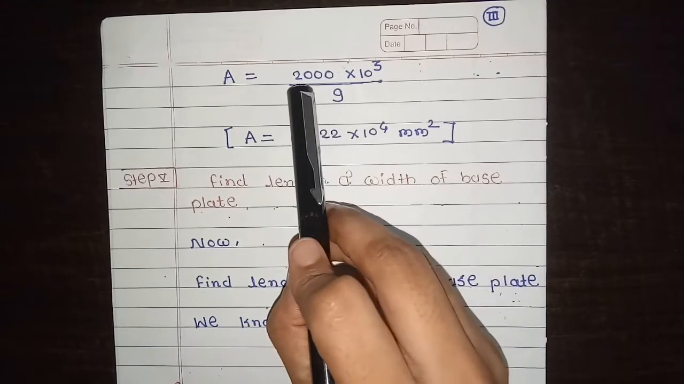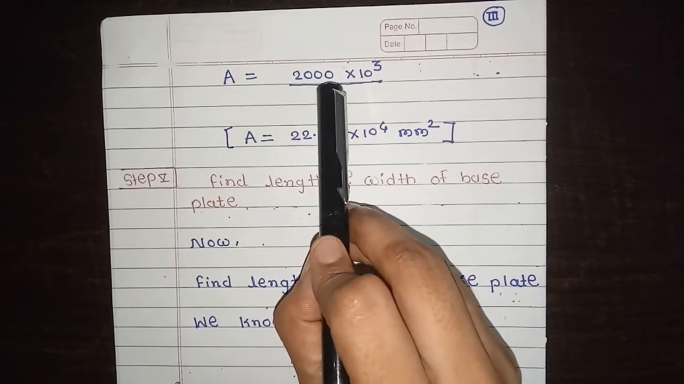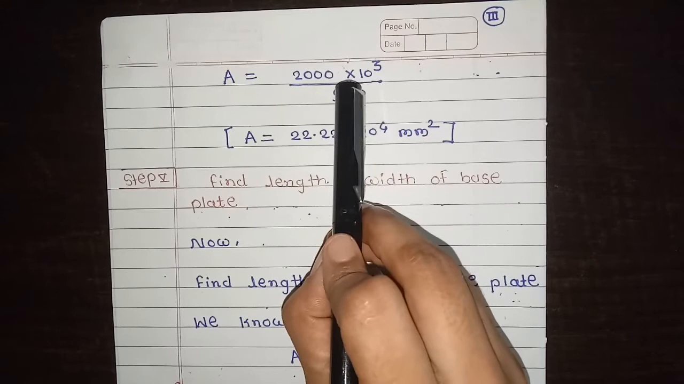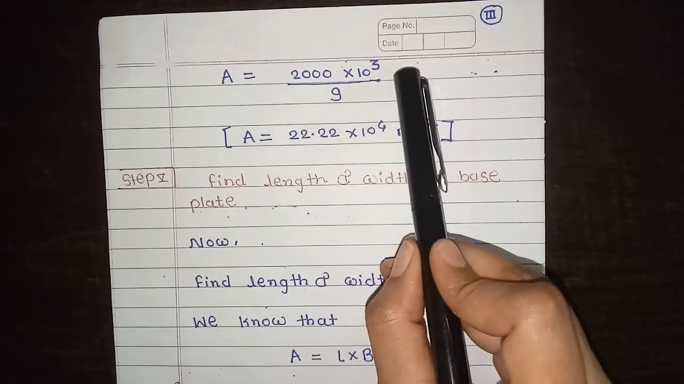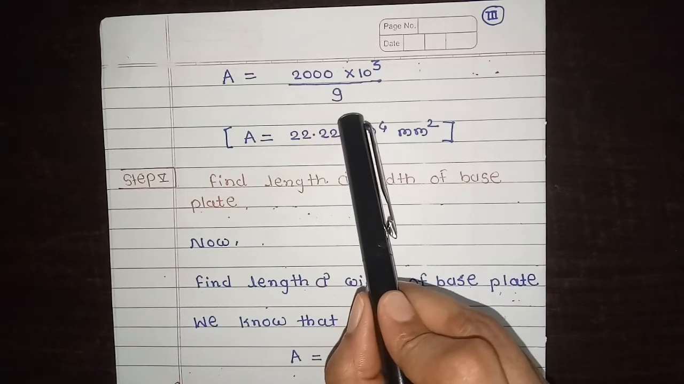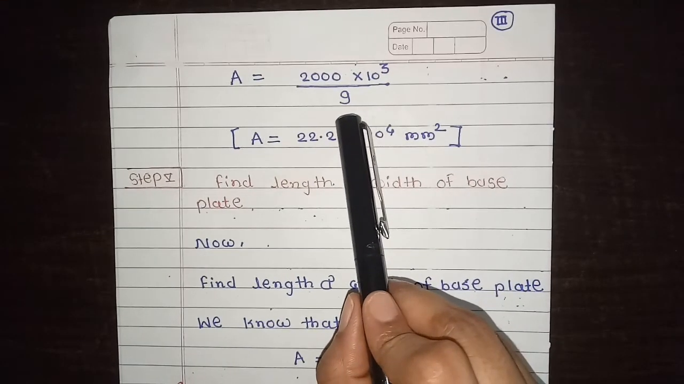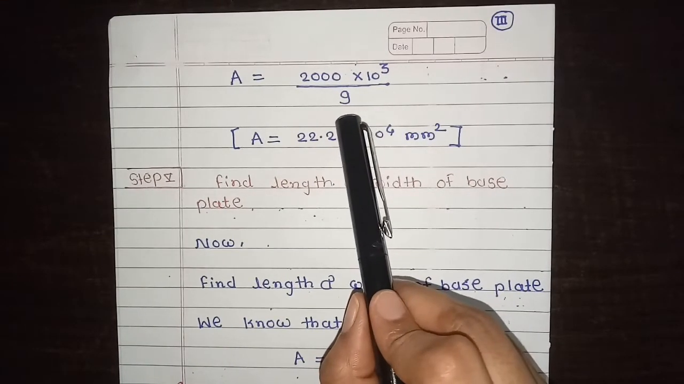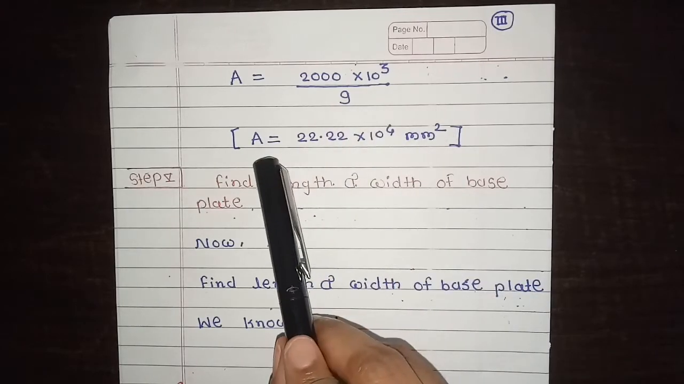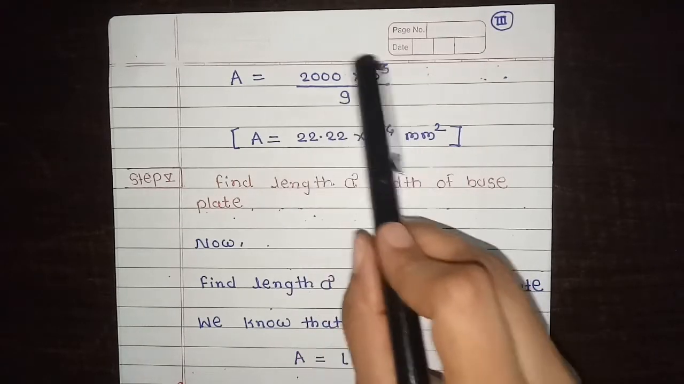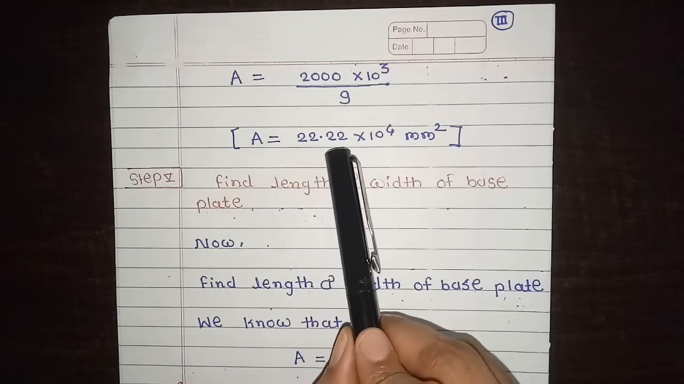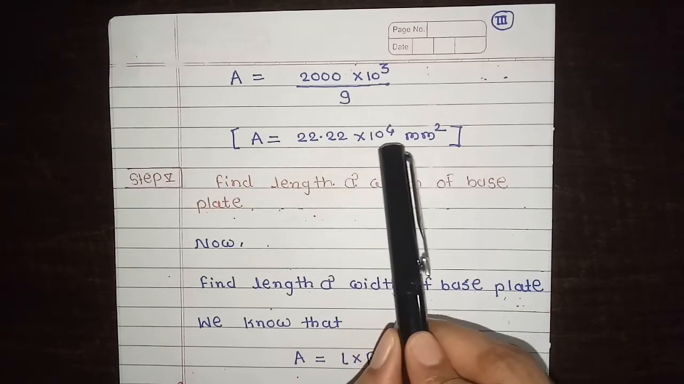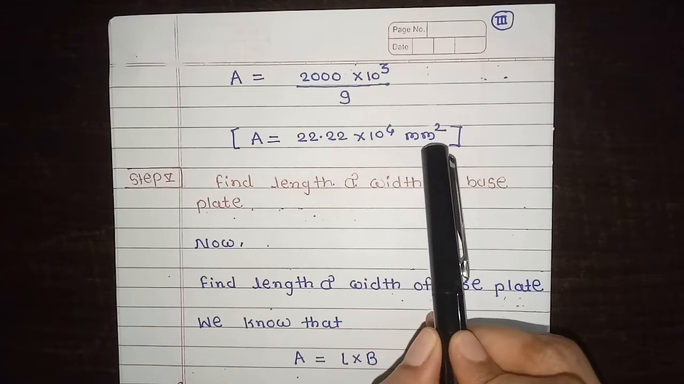So factored load is given as 2000 kilonewton. Convert to Newton, so multiply by 10 cube. So 2000 into 10 cube divided by 9. 9 is the bearing strength of concrete as per step 3rd. Solve this equation, then we get A is equal to 22.22 into 10 to the power 4 mm square.